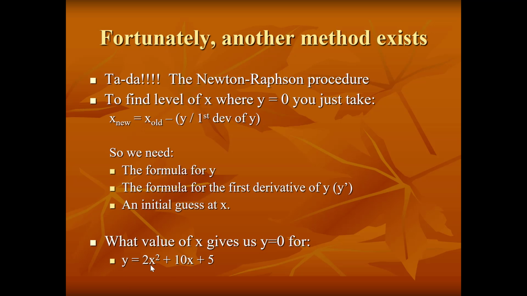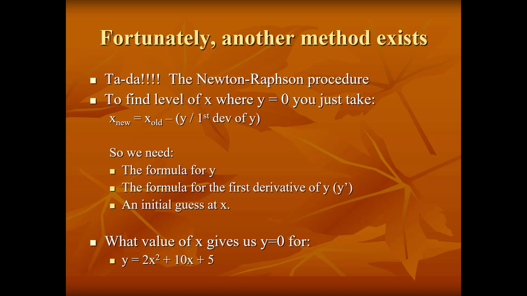Now, since this is a simple quadratic function, we could just solve this with the quadratic formula and find out what value of x gives a y of 0. All right, we could do that. We could set this function equal to 0 and then solve for x, and that would give us the value that we are looking for. There's actually two values. But we're not going to do that. We're going to use the Newton-Raphson procedure so you can see how it works.